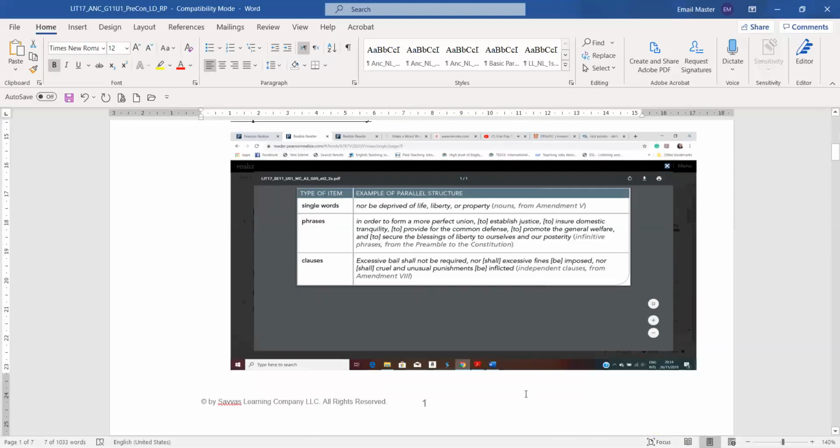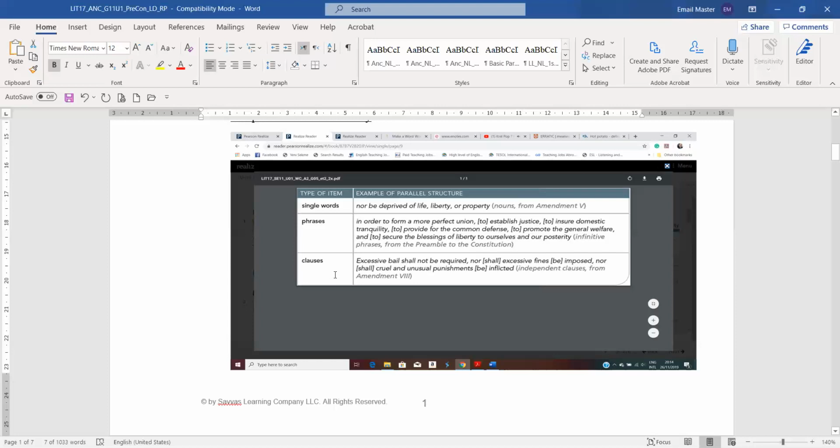When we look at this example from your book, single words are an example of parallel structure: nor be deprived of life, liberty, or property. These are all nouns: life, liberty, and property. How about the phrases? In order to perform a more perfect union, to establish justice, to ensure domestic tranquility, to provide for the common defense, to promote the general welfare, and to secure the blessings of liberty to ourselves and our prosperity. These are infinitive phrases. So to establish, to ensure, to provide, etc.